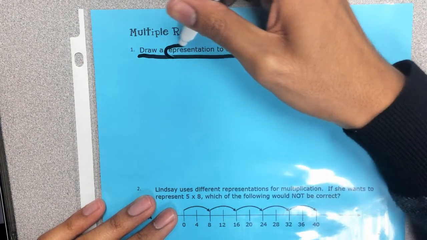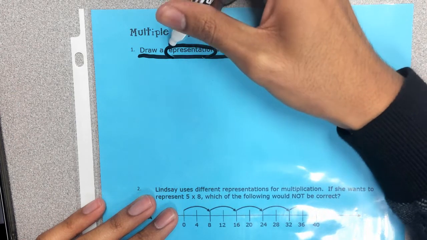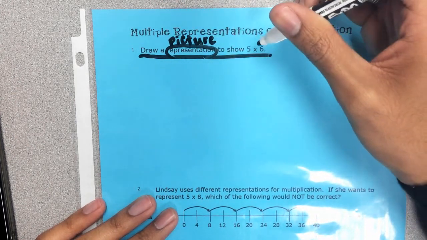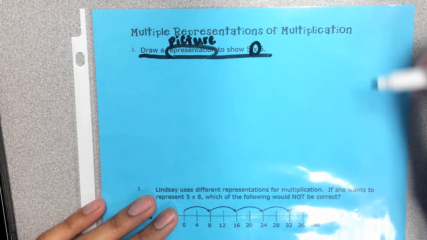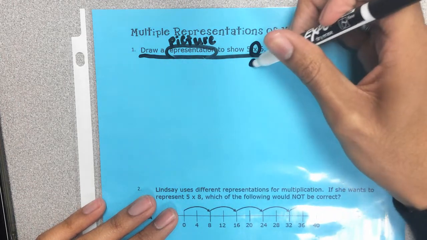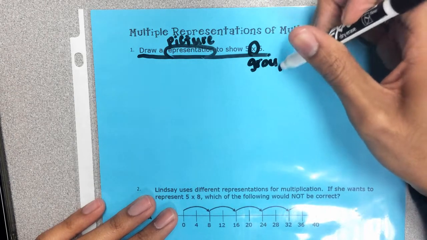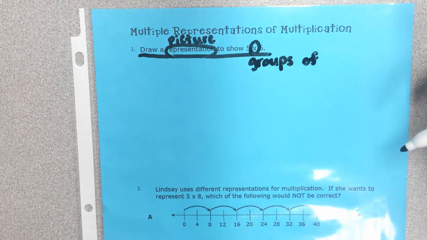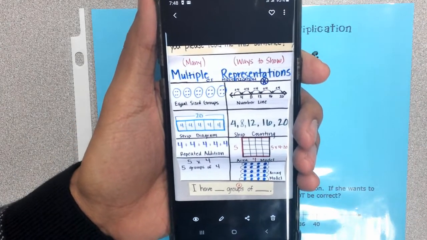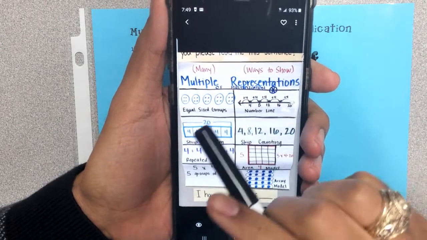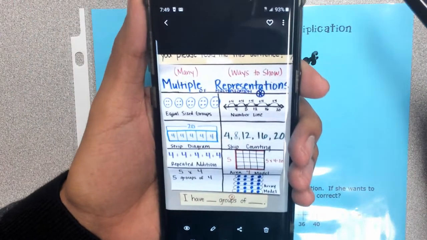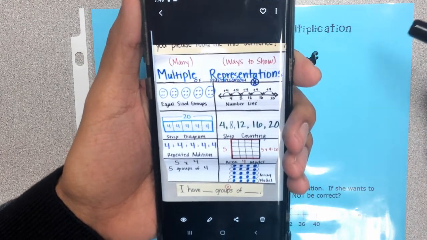So go ahead and circle that word representation. That means picture. So we're going to draw some pictures to show 5 times 6. So remember that whenever you see that multiplication symbol, we say groups of. Right now I'm going to show you the multiple representations anchor chart that we have at the front of the room right now. These are all of the different ways that we can represent 5 groups of 6. So let's just go ahead and draw some of them.